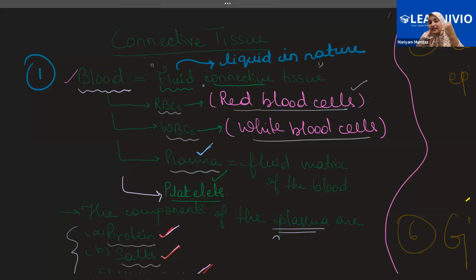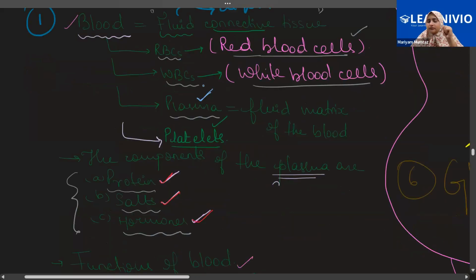So whenever we get any cuts or wounds, it's the platelets because of which we do not keep bleeding for the rest of our life. Our bleeding, even if it is a deeper cut, lasts one to two days at most, and then the cut is sealed, right? So these are the major components of our blood.